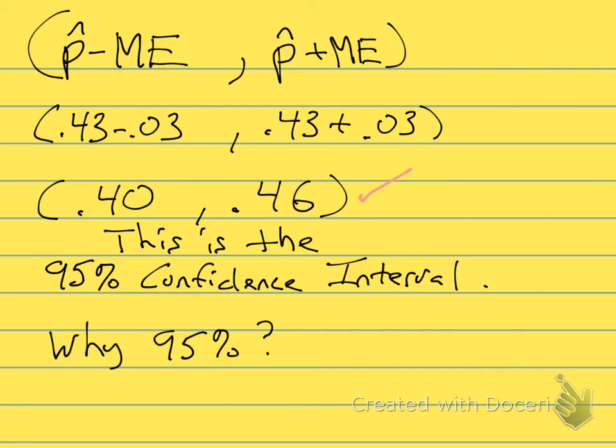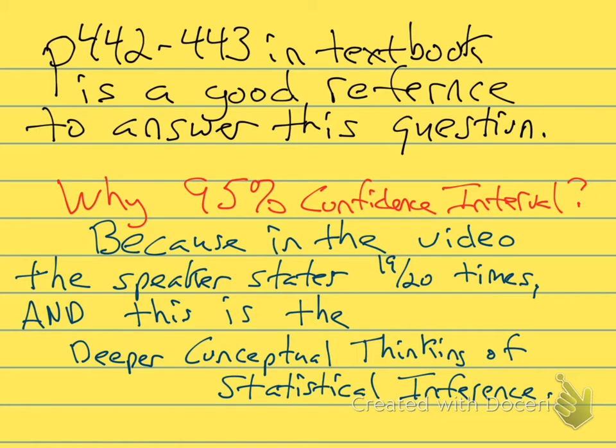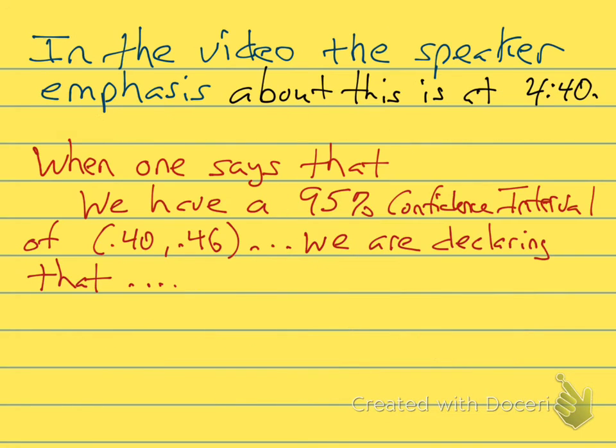Now, why 95%? Pages 442 to 443 in the textbook are a good reference to answer this question. And this is a very good question, because this is statistical inferencing, and it's not something that's just real easy to grasp. So here's what we're thinking.